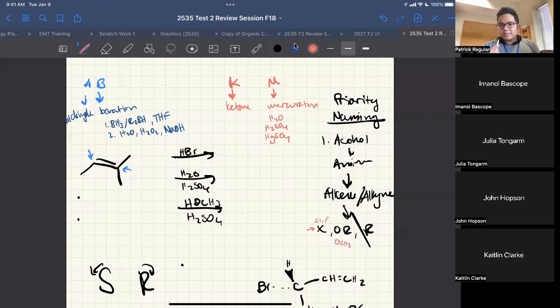And that's not to be confused with R and S stereochemistry, which we'll get to later. When we're looking at R and S stereochemistry, we're not looking at this kind of priority. We're looking at atomic weight, right? That's a line we want to make sure we have.